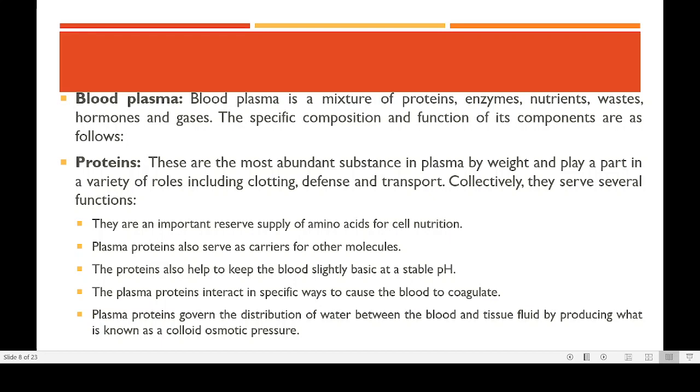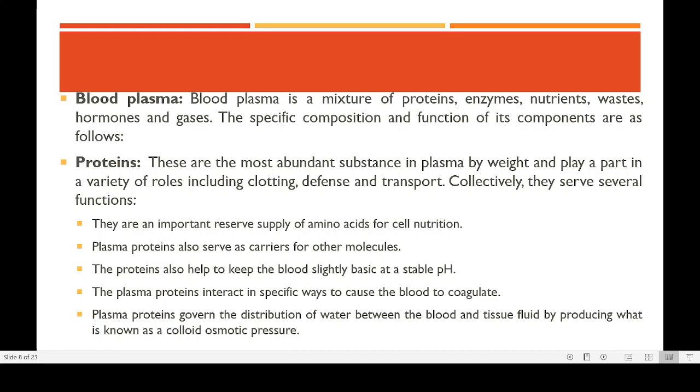It is by the presence of different types of alkaline or basic plasma proteins that the blood has a slightly alkaline nature. Otherwise, it may be either neutral or acidic. So the alkaline nature of the blood is actually maintained or provided by the presence of various basic plasma proteins.